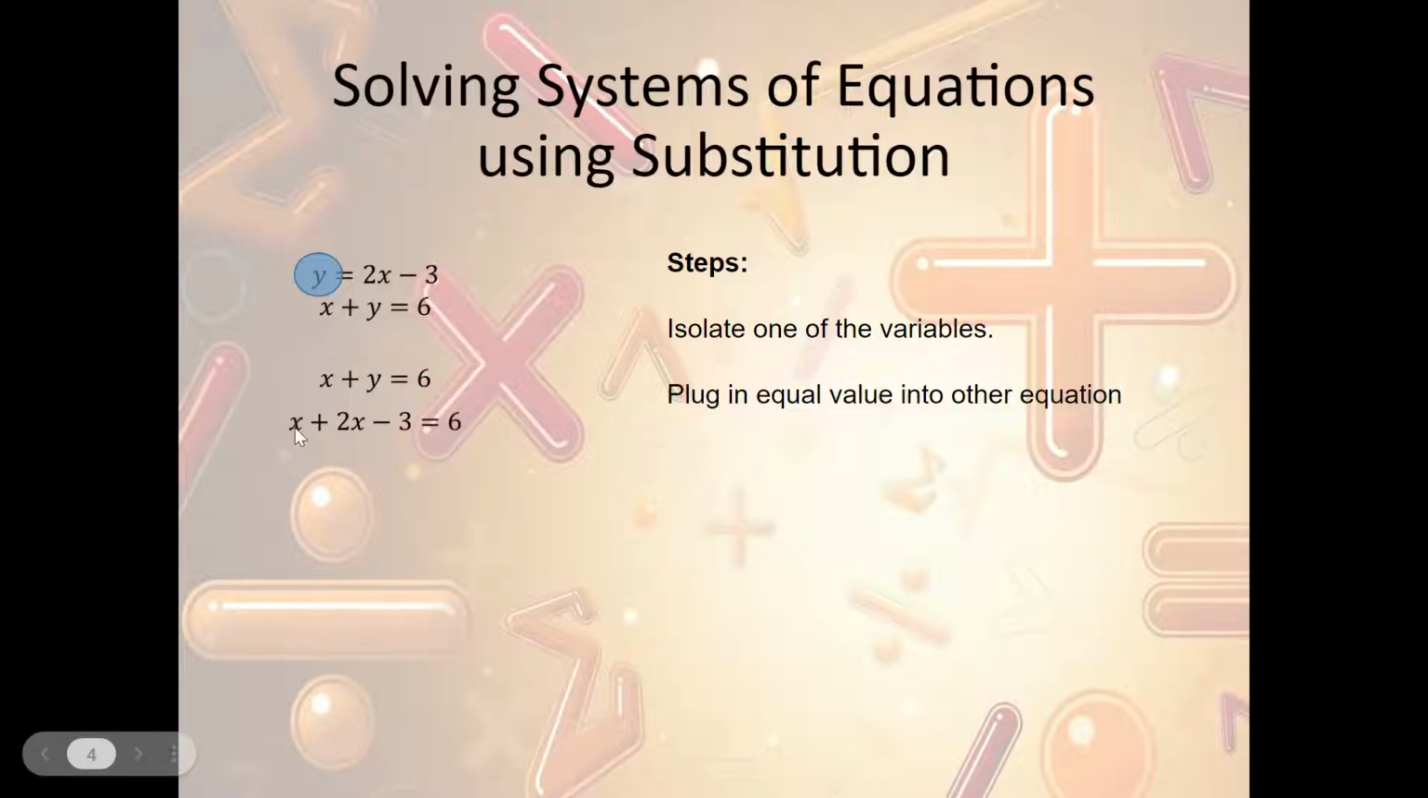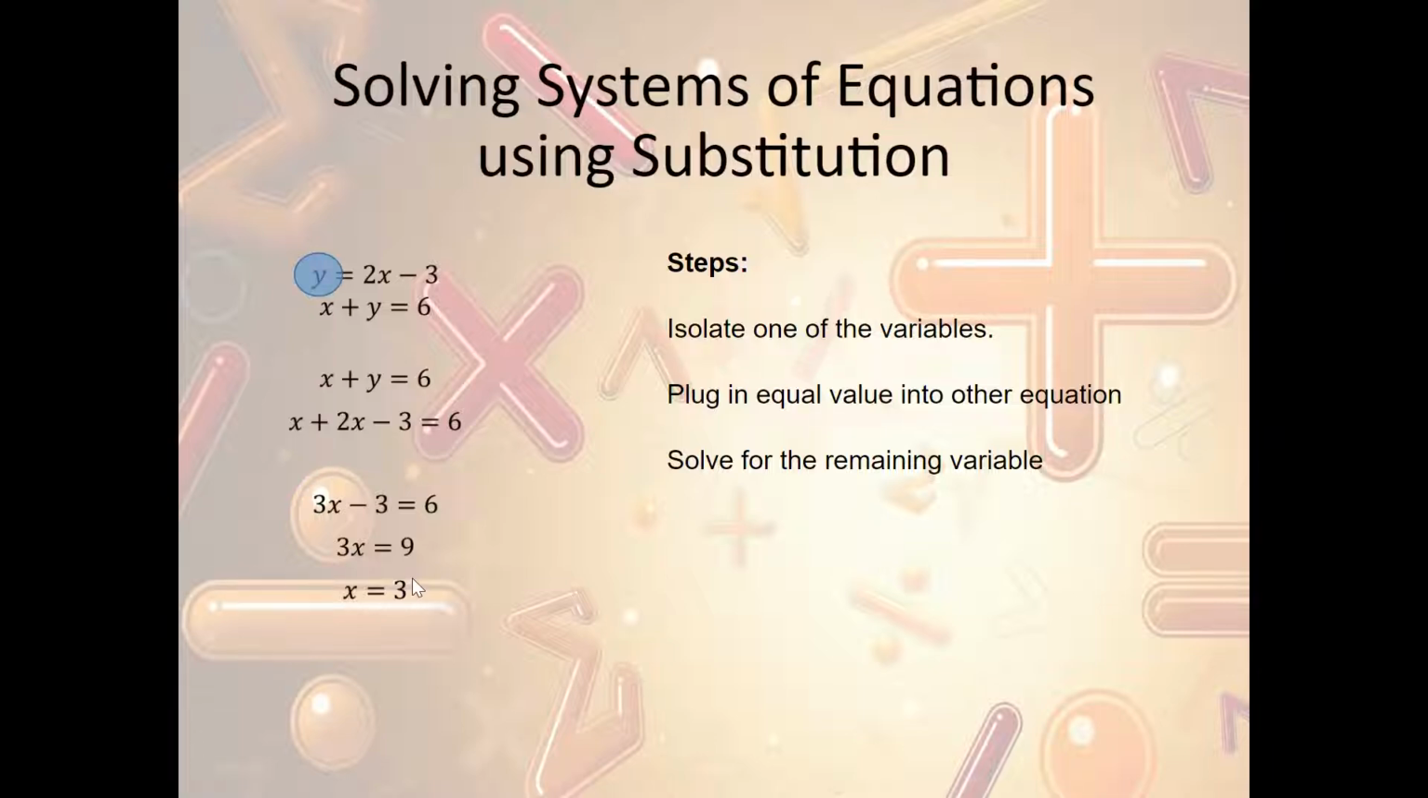So now it says x plus 2x minus 3 is equal to 6. Now I can solve for x. I combine like terms: x plus 2x is 3x. So I have 3x minus 3 is equal to 6. Then I add 3 to both sides, and I get 3x is equal to 6 plus 3, which is 9. Now I can divide both sides by 3 to get x by itself, and I get x equals 9 divided by 3, which is 3. So there's my x, the x coordinate of where they cross.